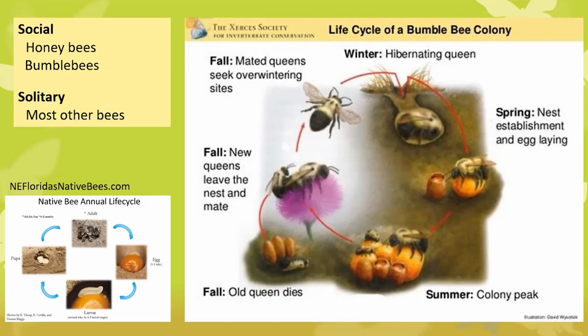And throughout the summer, the colony will continue to expand until the end of summer into fall. She will lay a final batch of eggs, and they will hatch into male and female. The old queen will die. The new queen will leave the nest and mate and find a place to overwinter. And next year, the life cycle begins again.